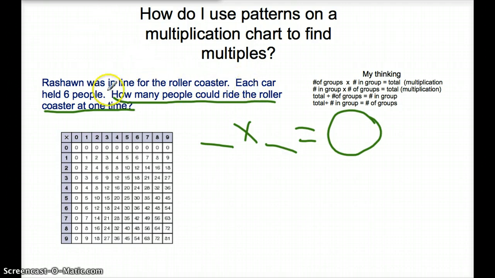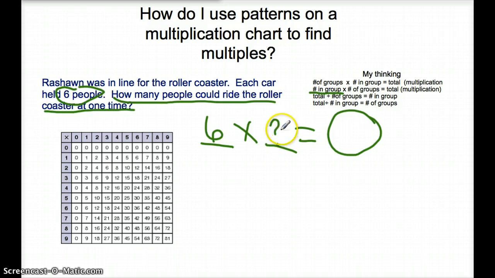Rashawn was in line for the roller coaster. Each car held 6 people. Okay, so that's the number in the group. So that's 6. So now I need to find the number of groups. Okay, how many roller coaster cars were there? Rashawn was in line for the roller coaster. Each car. Ooh, it doesn't tell me this one.